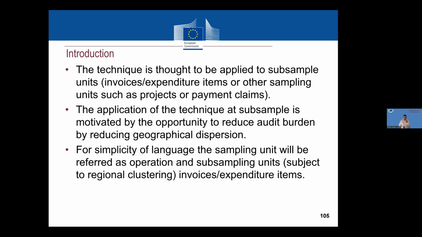Again, I have written there, but it's the same thing as before. For simplicity of language, I will very often talk about operations or invoices or expenditure items, but you know, the main sampling unit is whatever it is, it does not need to be the operation, and the expenditure item does not need to be the invoice. But for simplicity of language, let me use this idea. So imagine I have a sample of operations, and an operation may be composed of whatever expenditure items we can imagine that can have some geographical dispersion.